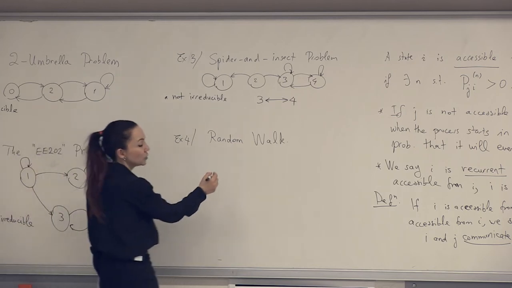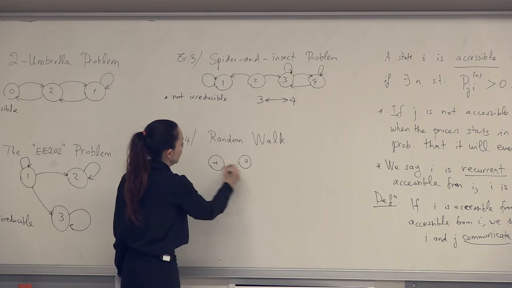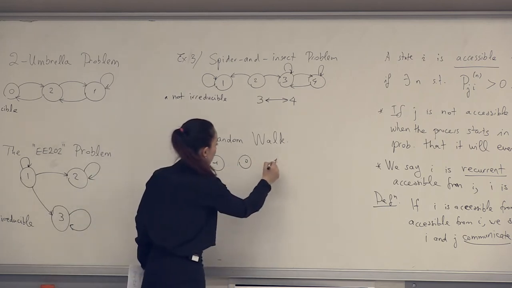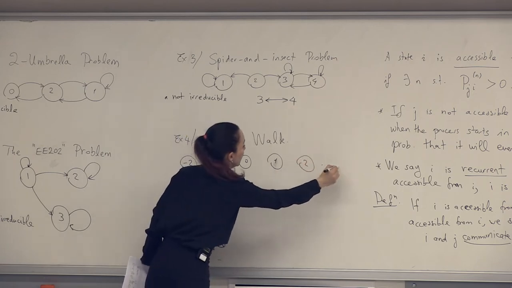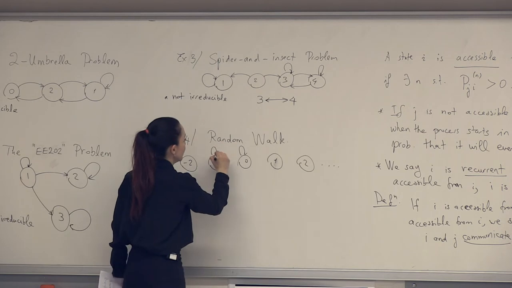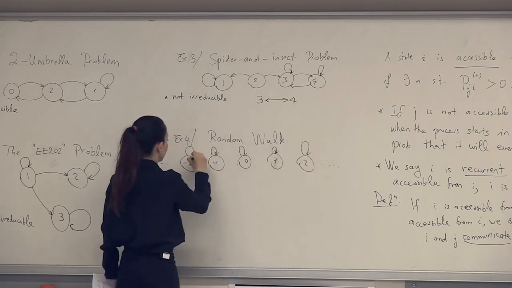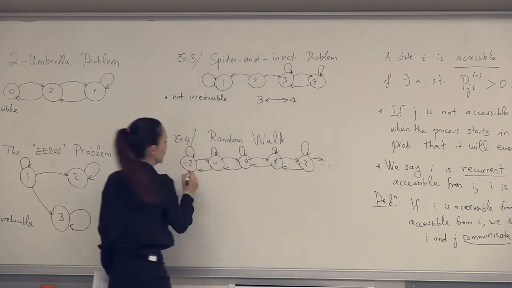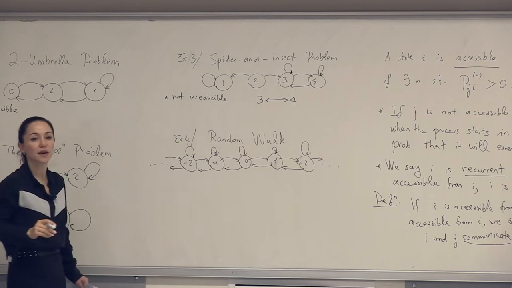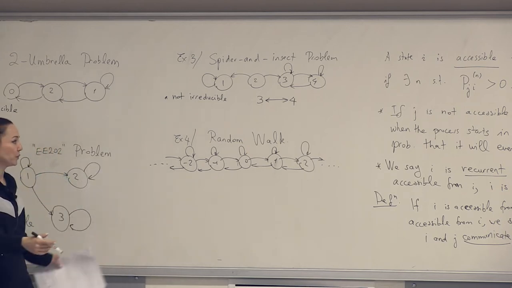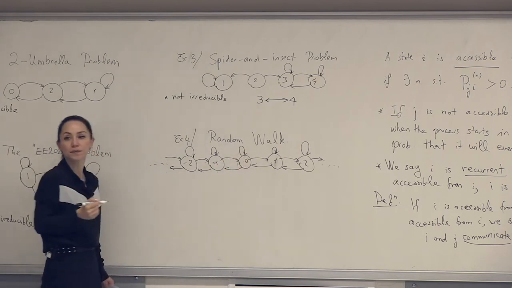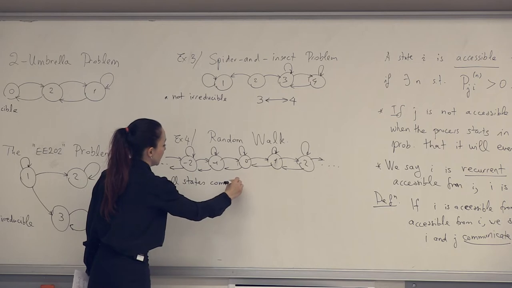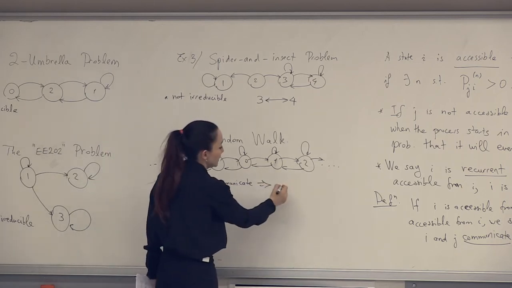Okay, let's look at the random walk on the set of integers, 0, negative 1, 1, 2, and so on. And suppose we have self-transitions at each state. And we have transitions to one state up and one state down, to the right or to the left. How about this case? Suppose all the probabilities are positive. They all communicate, yeah. All states communicate. So, basically irreducible.